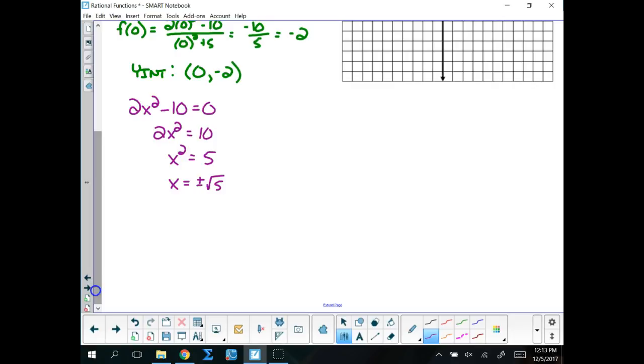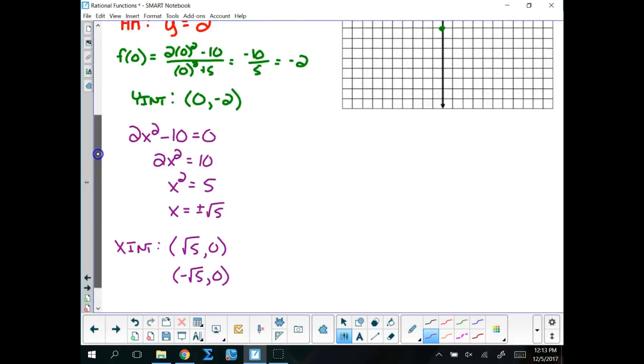Okay. So that gives me x-intercepts of the square root of 5, comma 0, and negative square root of 5, comma 0. Now, whereabouts is that? 2.2-ish? Okay.